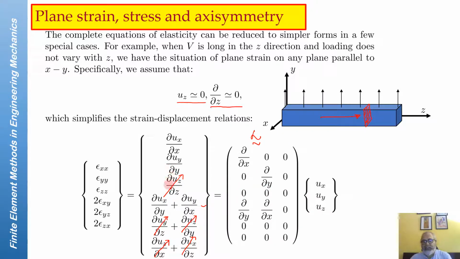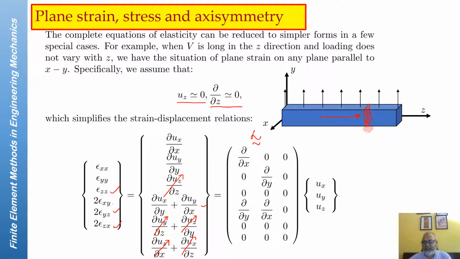Now we need not deal with everything because this is 0, this is 0, and this is 0, so we will throw them out and deal with only epsilon xx, epsilon yy, and epsilon xy. Similarly, we will deal with sigma xx, sigma yy, sigma xy, though as you might be aware, sigma zz is not necessarily equal to 0, but it is not independent anymore. It is dependent on sigma xx and sigma yy. So we will deal with sigma zz later, but first we will just write equations with xx, yy, and xy.